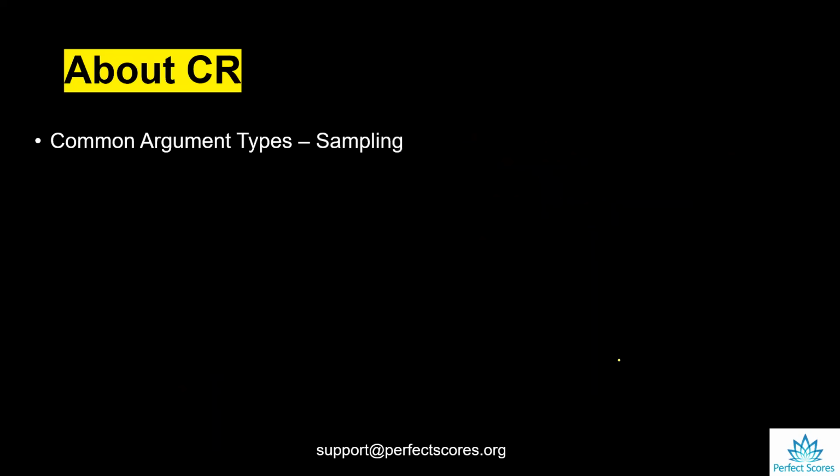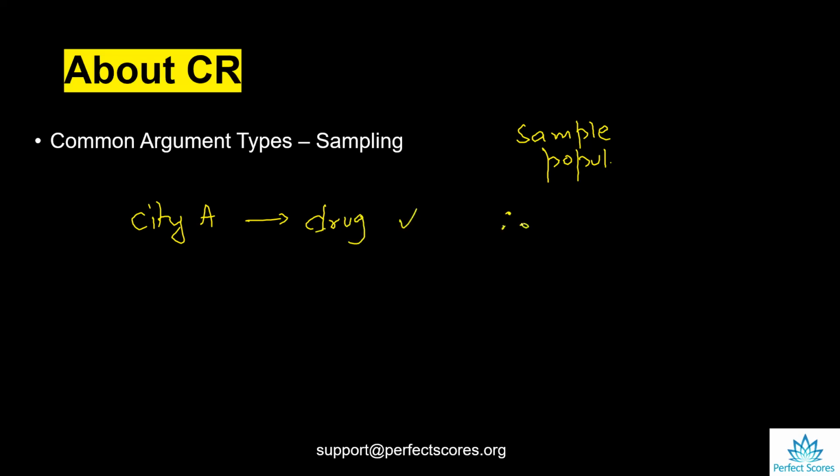The third is sampling. Now this is a little bit based on statistics. You don't need numbers for this, but just understand that there's a difference between a sample and the general population. So let's say the argument says that in city A, a new drug was tested, let's say in a clinical drug trial, and it was effective. Therefore, we must start using this drug all over the country.